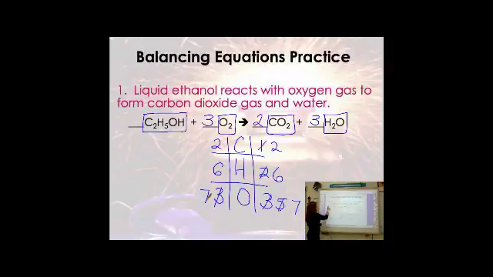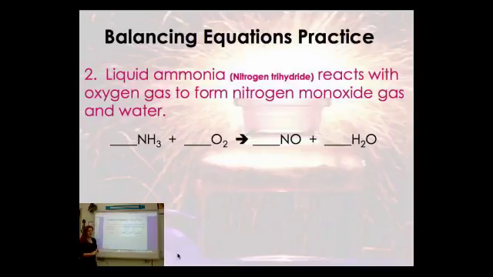So my balanced chemical equation, if there's no number here, we'll assume it's 1, is 1 ethanol reacts with 3 oxygen to form 2 carbon dioxides and 3 waters. Ready for example 2? Liquid ammonia, or nitrogen trihydride, reacts with oxygen gas to form nitrogen monoxide gas and water.